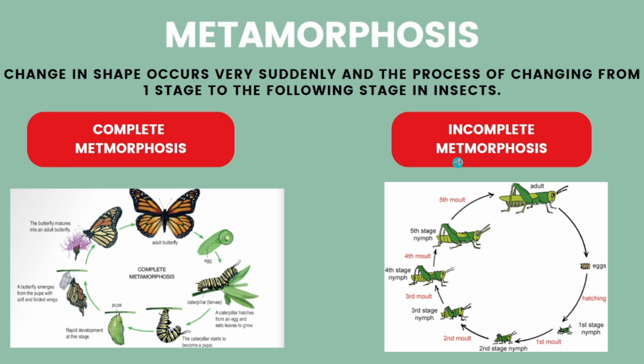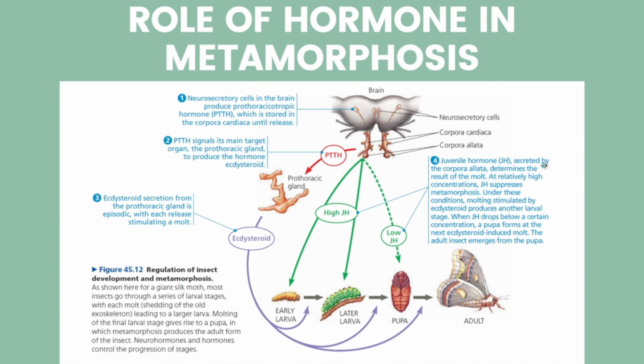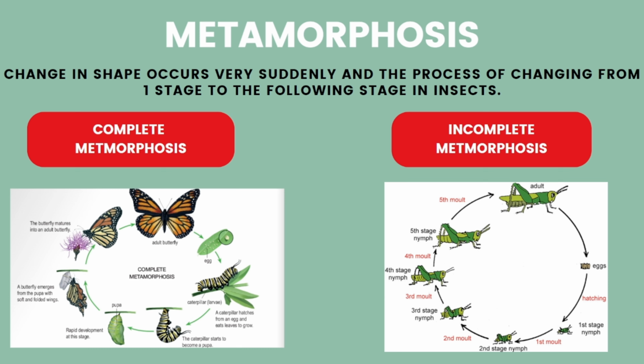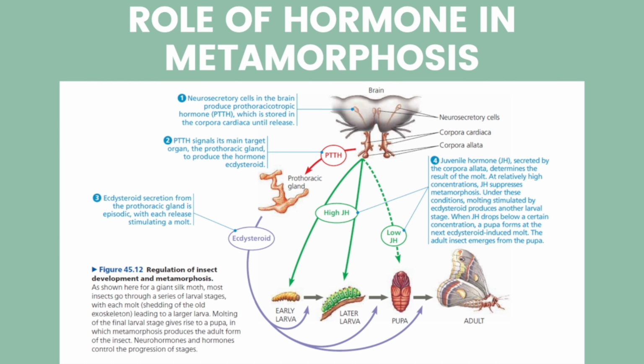Next is the development for incomplete metamorphosis, in which certain insects' young resemble the adult characteristics, just smaller and with different body proportions only. Just like that. So in metamorphosis, you need to learn about the role of the hormone in metamorphosis.